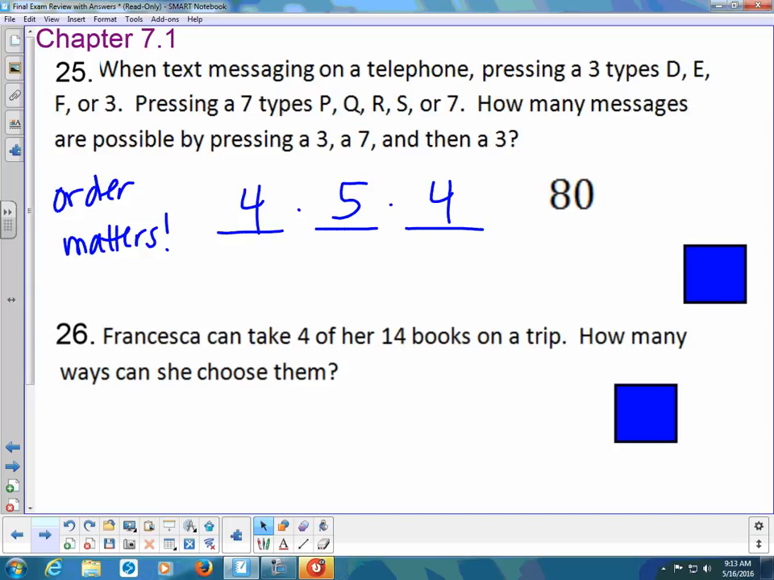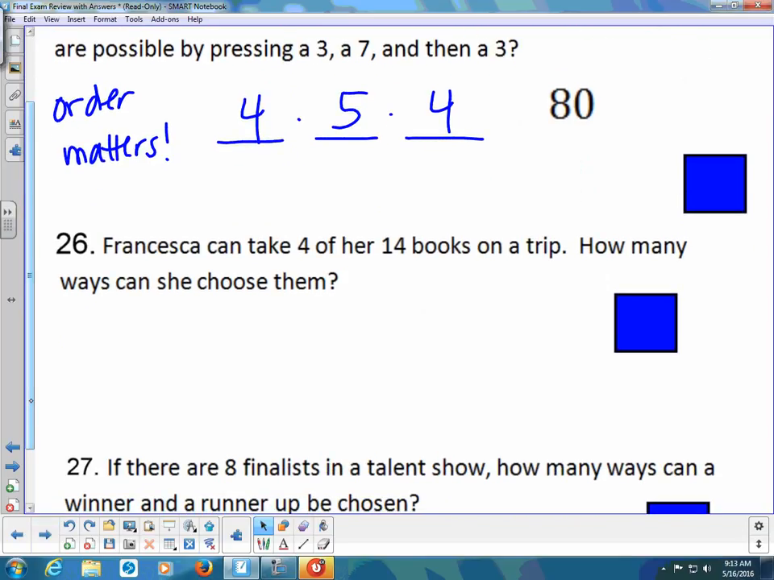Remember, this does not say probability, so there are no fractions here. Just how many ways, it should just be a whole number. Let's try 26.